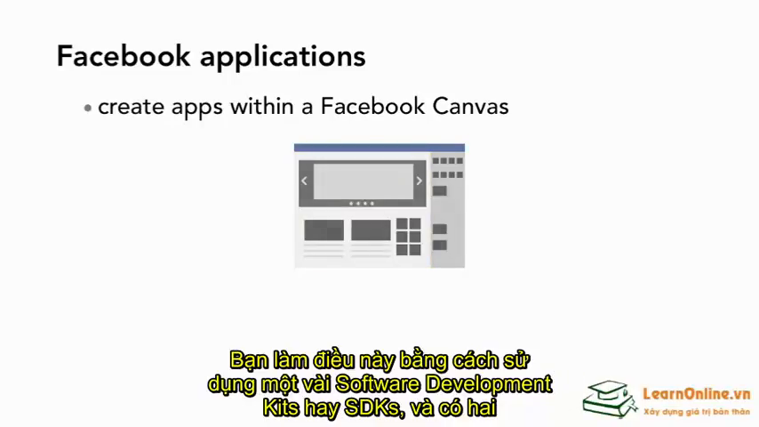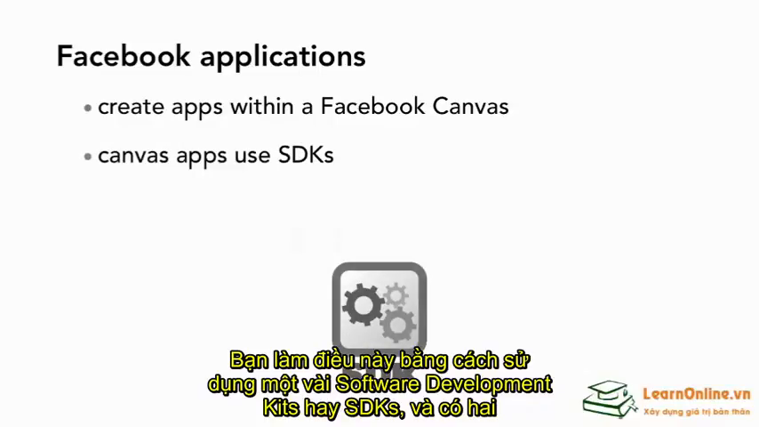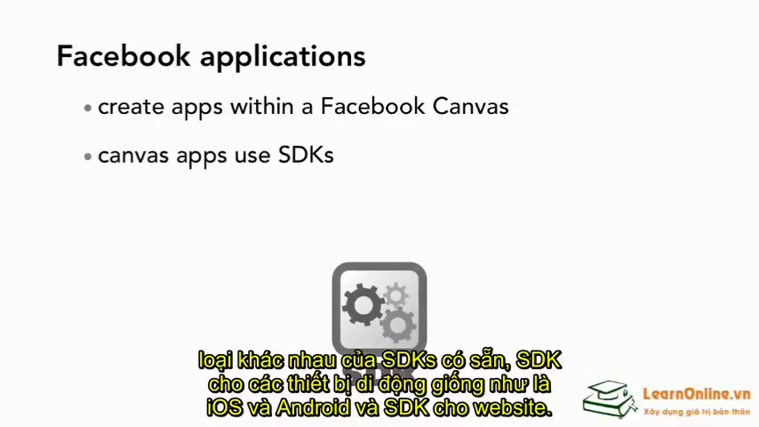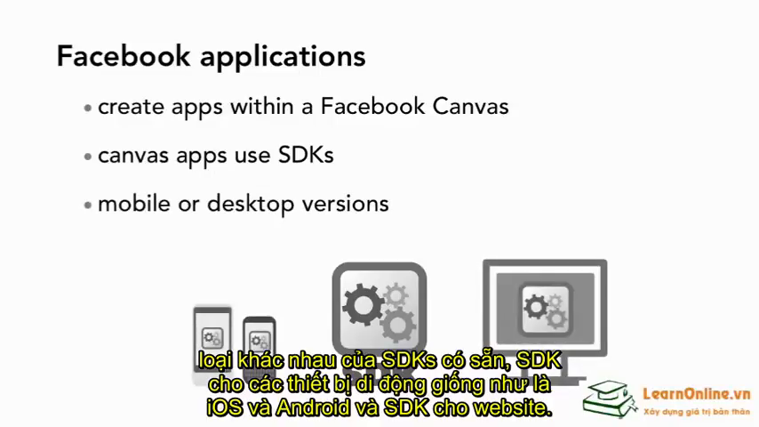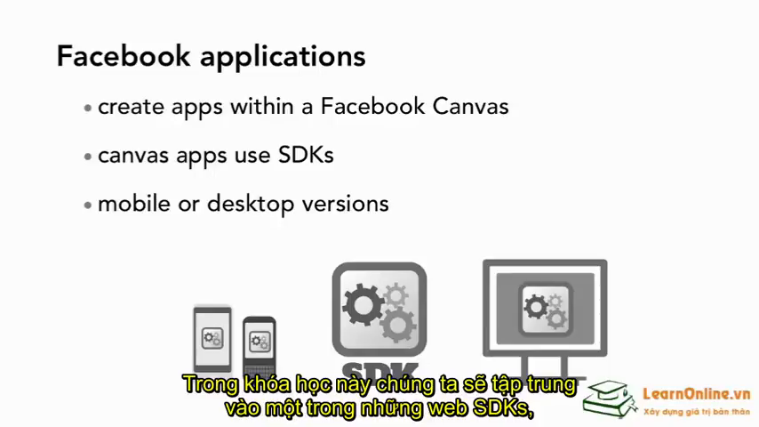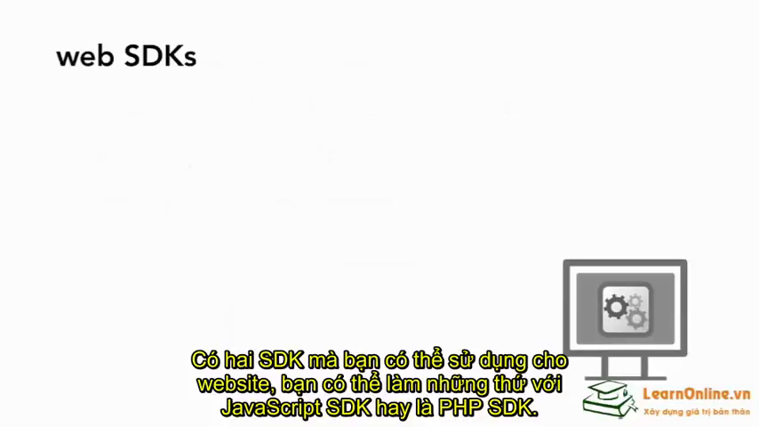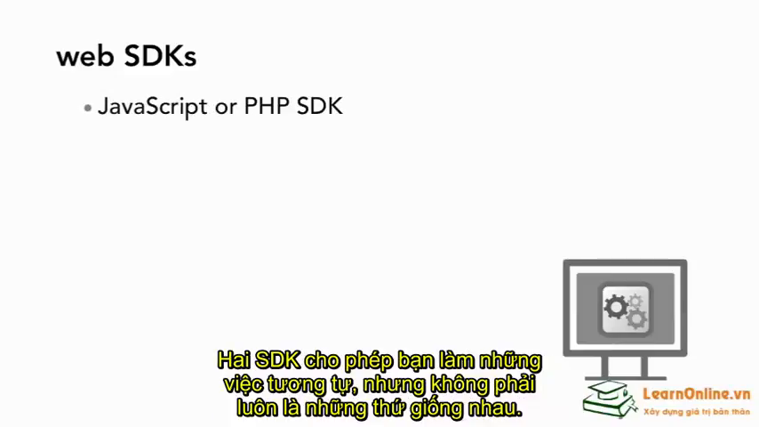You do this by using one of several software development kits, or SDKs, and there's two different types of SDKs available. SDKs for mobile devices like iOS and Android, and SDKs for website. In this course, we'll be focusing on one of the web SDKs. There are two SDKs you can use for website. You can do things with the JavaScript SDK or the PHP SDK.